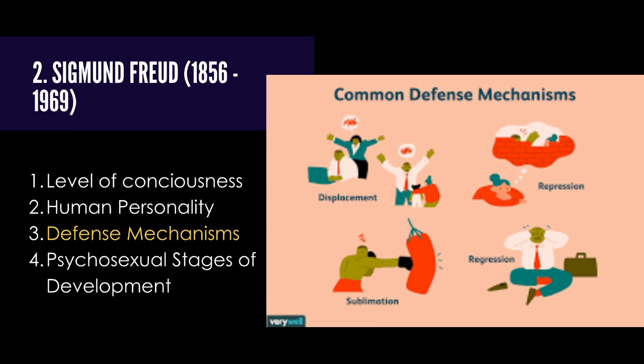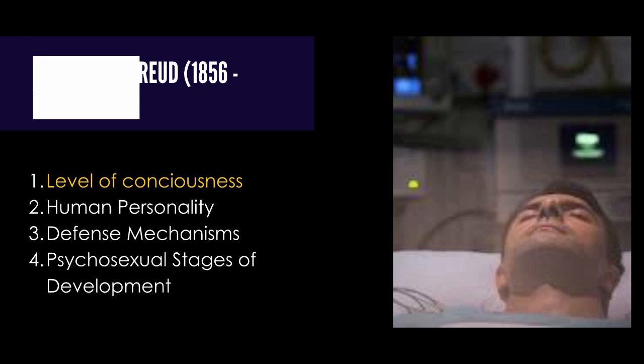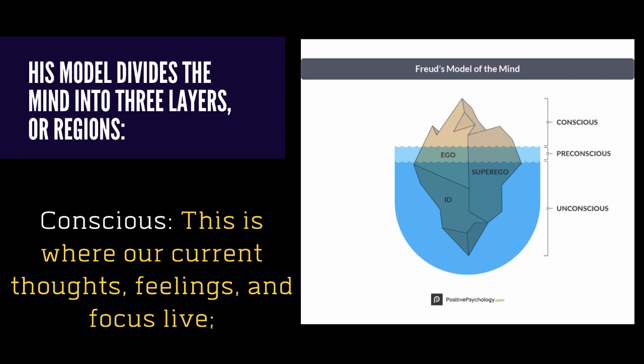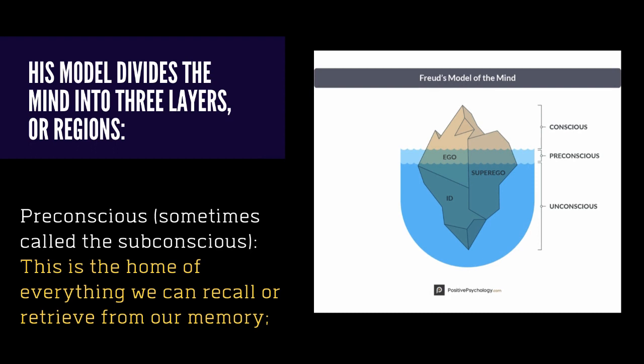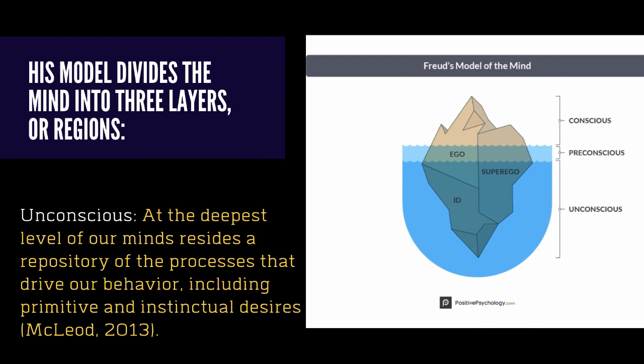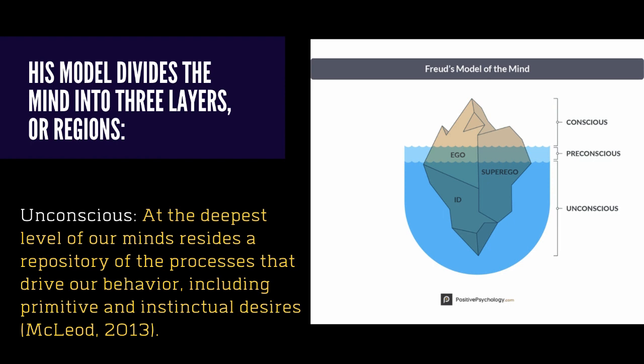Perhaps the most impactful idea put forth by Freud was his model of the human mind. His model divides the mind into three layers, or regions. Conscious: this is where our current thoughts, feelings, and focus live. Preconscious, sometimes called the subconscious: this is the home of everything we can recall or retrieve from our memory. Unconscious: at the deepest level of our minds resides a repository of the processes that drive our behavior, including primitive and instinctual desires. MacLeod, 2013.